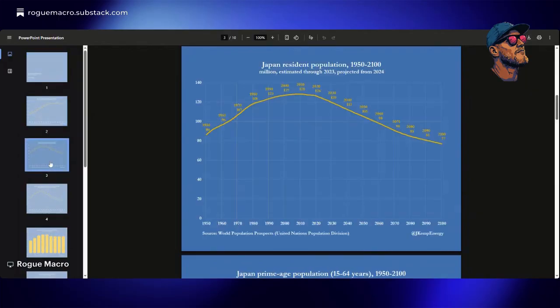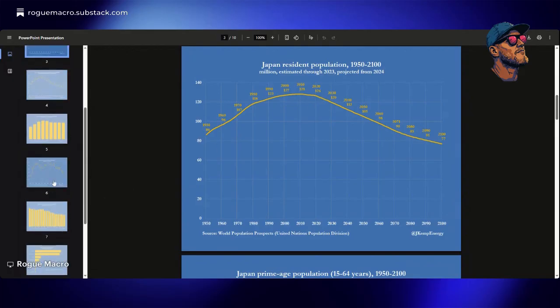So let's look at some of these charts here from John Kemp. This is the resident population. See, it peaked in 2010, 128. And we are right in between here, about 122 or so. But let's look at the demand for oil.